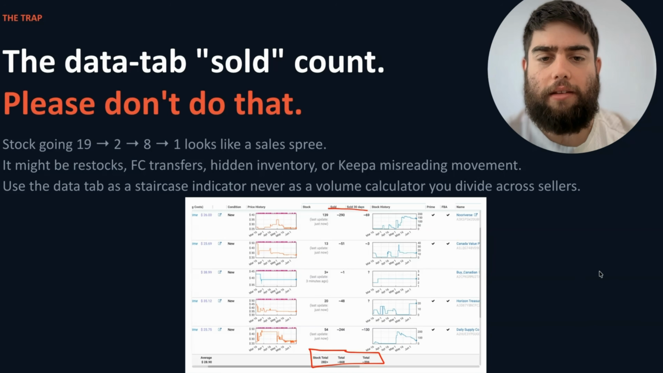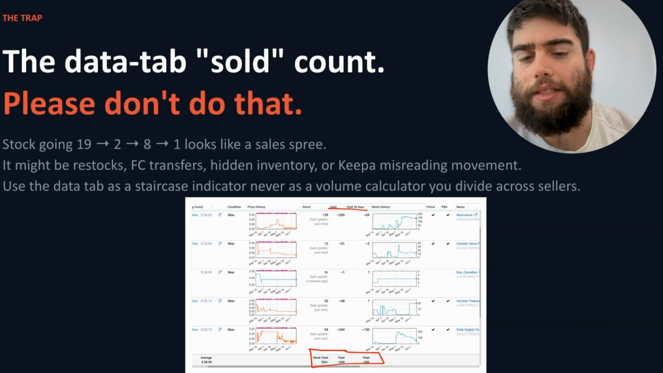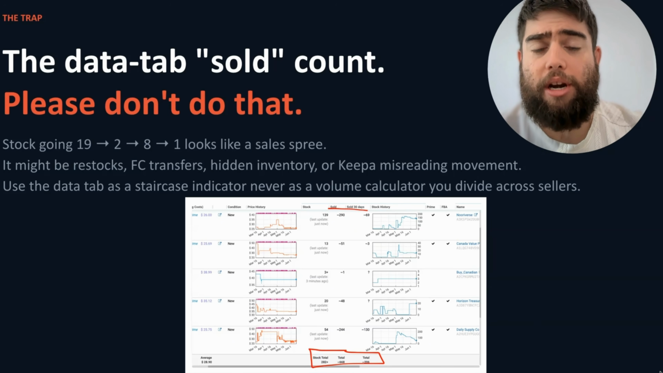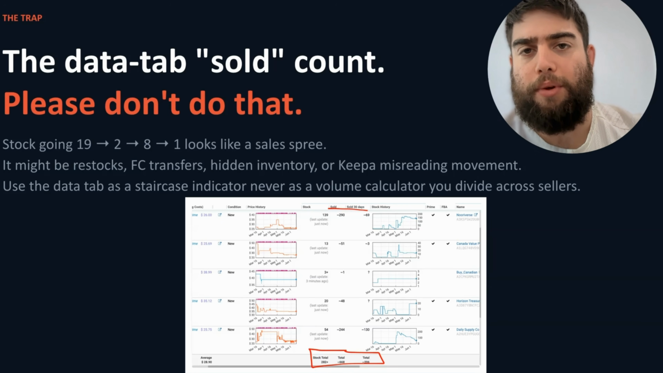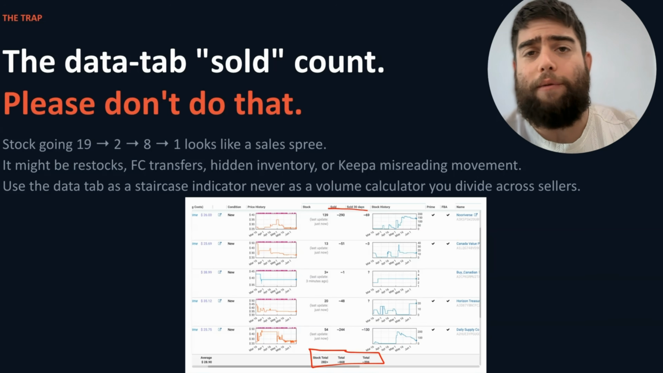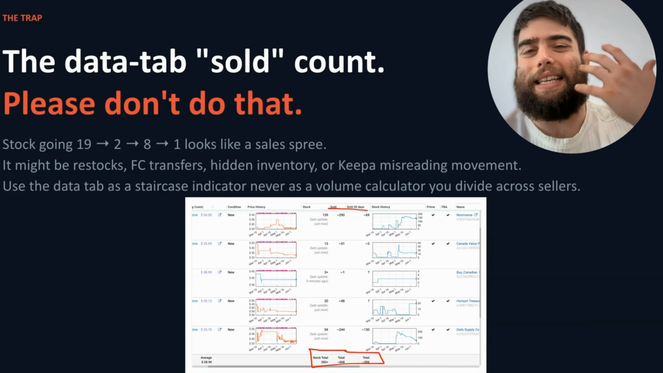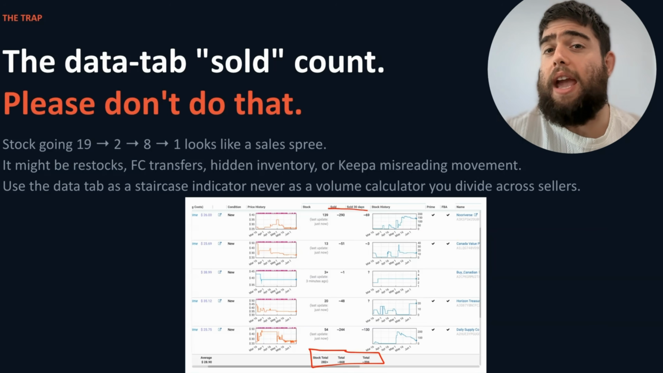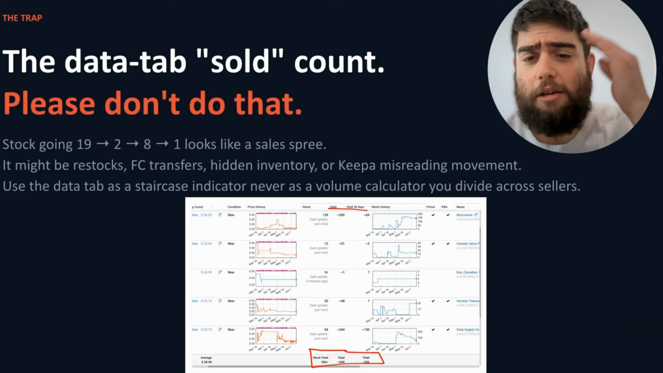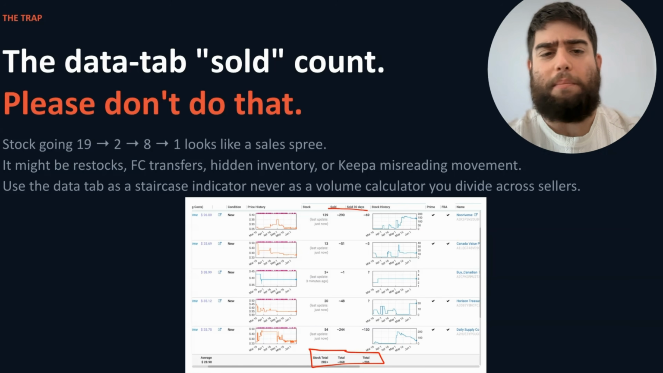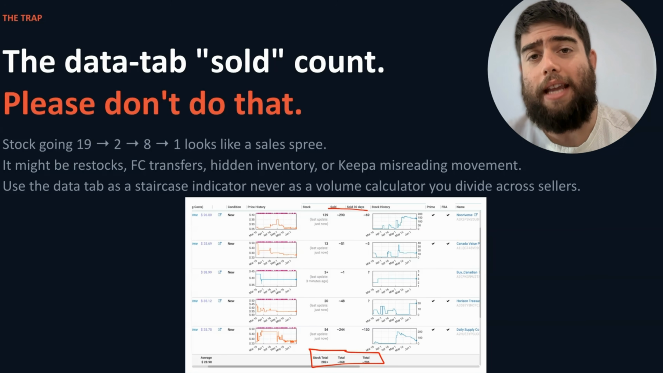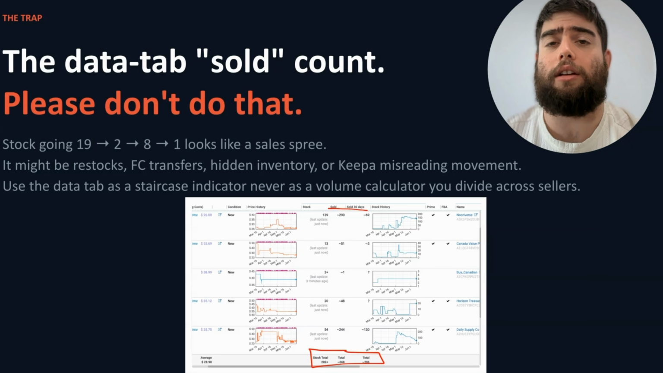I want to flag something. I mentioned going into the offer count to look at the downward staircase, but please do not look at the sold in the 30-day number here, because the downward staircase could be manipulated. An FBM seller could be checking things in and out of his stock every day to just manipulate, and Keepa's going to count that as sold. And in terms of FBA, your inventory could be transferring from warehouse to warehouse, but all that movement Keepa is using as sold data, but it's not necessarily the case. So the only reason you should be looking at the stock count or the data tab is to look for the downward staircase, and that's it.